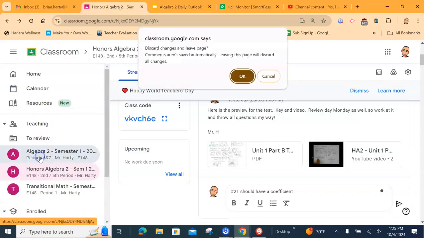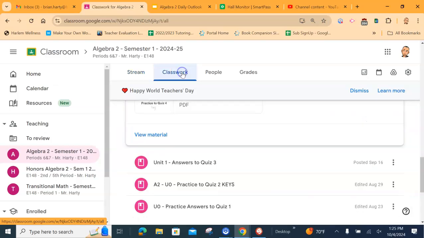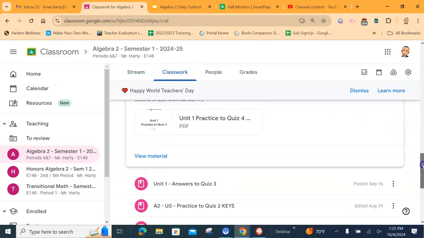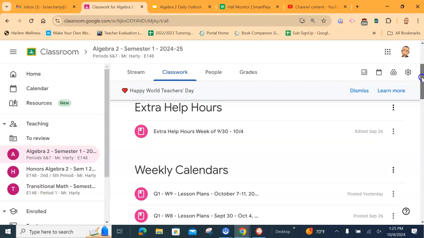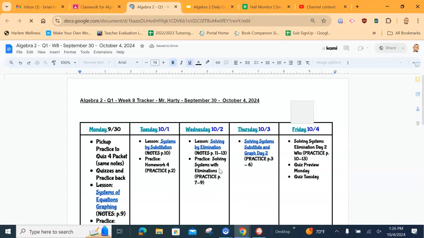If you ever miss and are looking, yes. If you come to classwork when you're over here, these weekly calendars, I got next week's posted, but here's this week. Let's say one of these days that you missed.